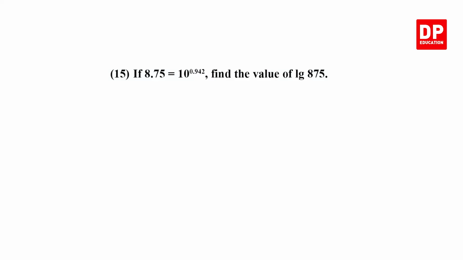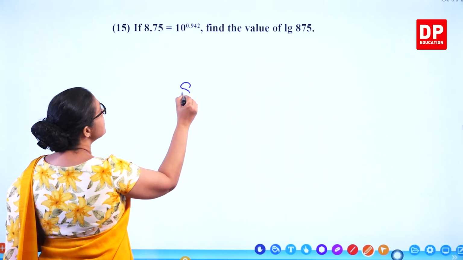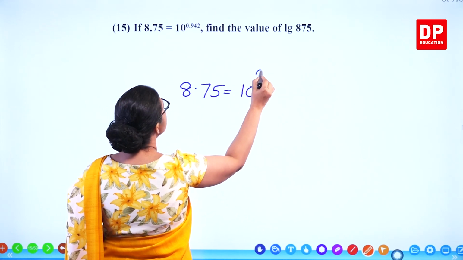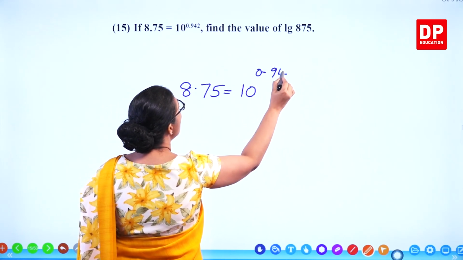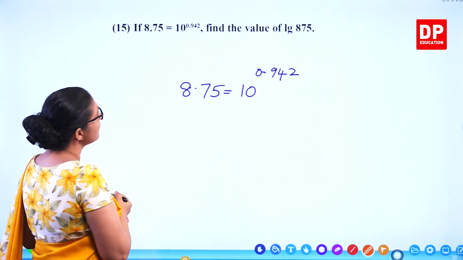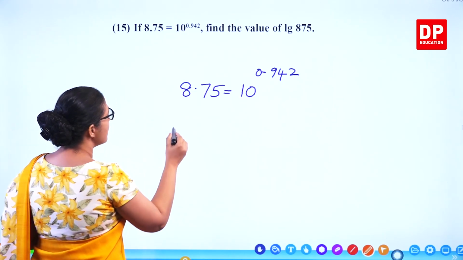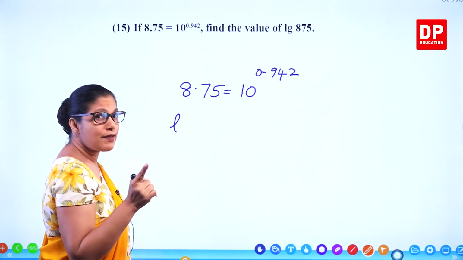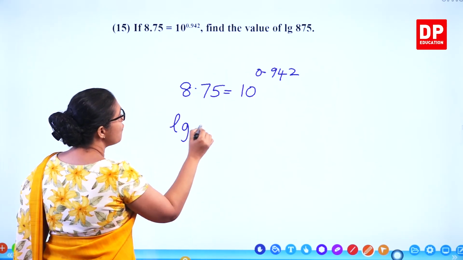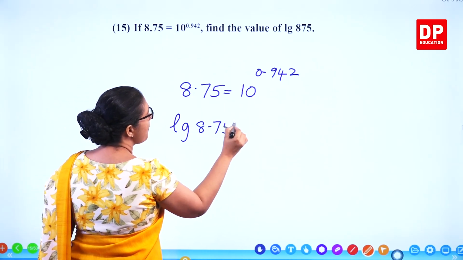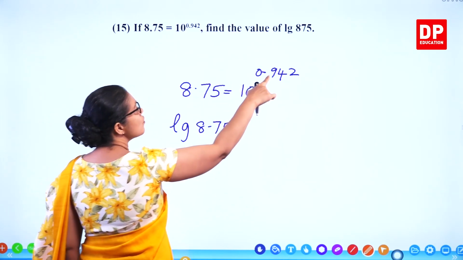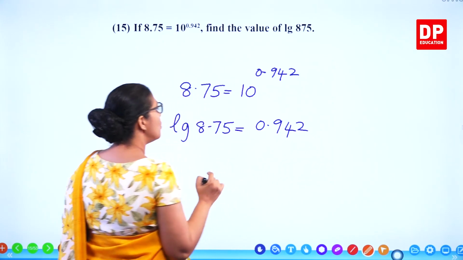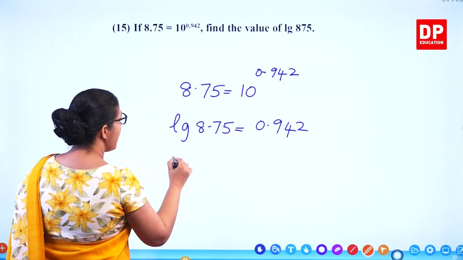Question number 15. If 8.75 is equal to 10 to the power 0.942, find the value of LG 875. So we'll first find, without finding 875, we'll find LG of 8.75. So what is LG? So that becomes 0.942. But they're asking LG 875.